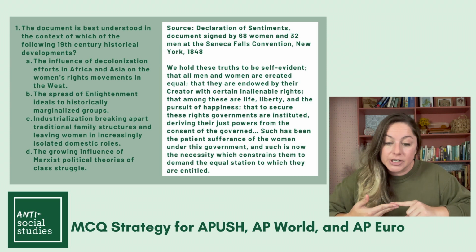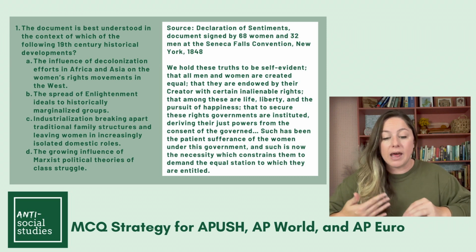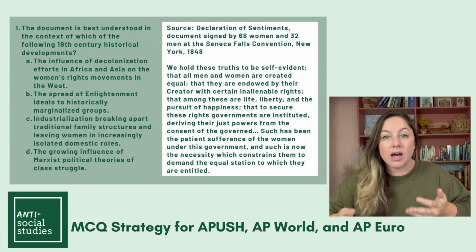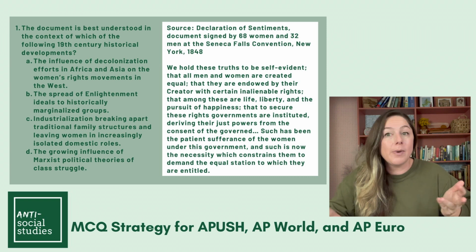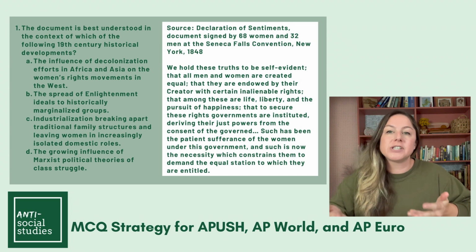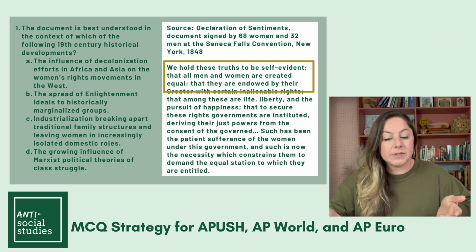This is the Declaration of Sentiments. It's a document signed by 68 women and 32 men at the Seneca Falls Convention in New York, 1848. Now I'm just going to skim to get an idea of what the contents of this document are. You might already know what this document is, and if so, great. You could probably go back to question one and answer it, but let's pretend that we've never seen this document before.